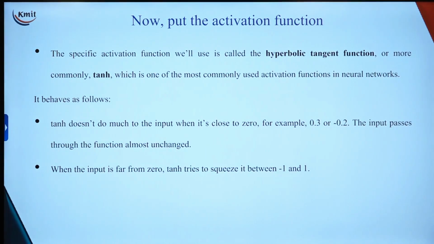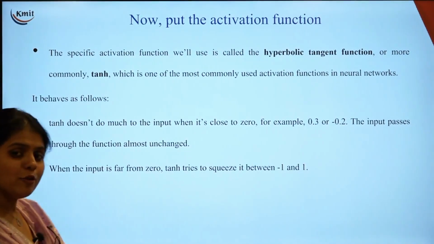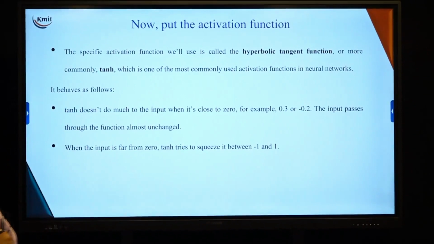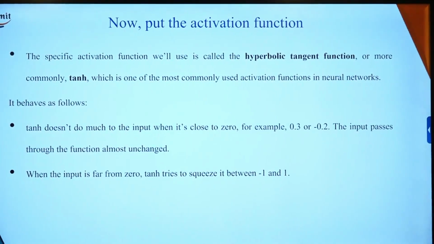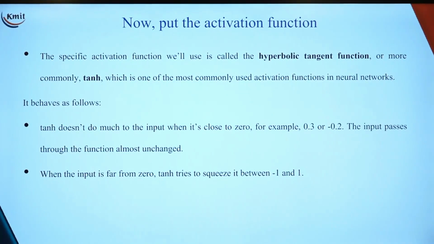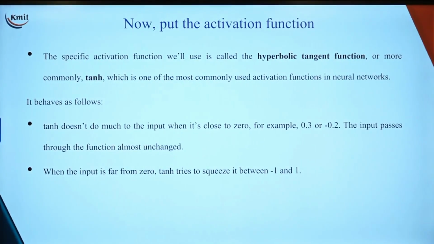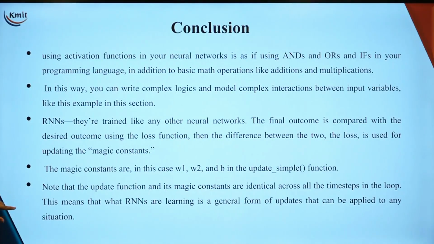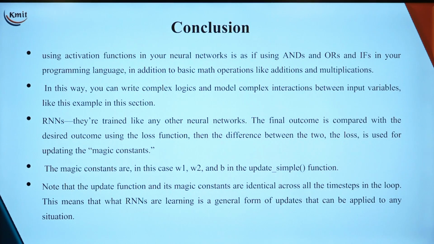Now let's put in an activation function, and most probably for RNNs we will be using the tanh activation function, the hyperbolic tangent function. When the input is far from 0, tanh will squeeze it between -1 and 1. So we use tanh as the activation function for the RNN architecture. When I use this activation function with the RNN, my neural network would be able to handle the grammatical sentences, understand what is there, and produce the desired outcomes using the loss functions.